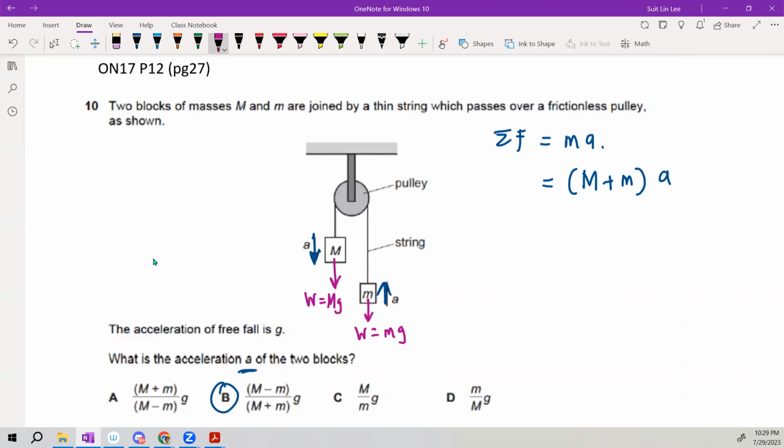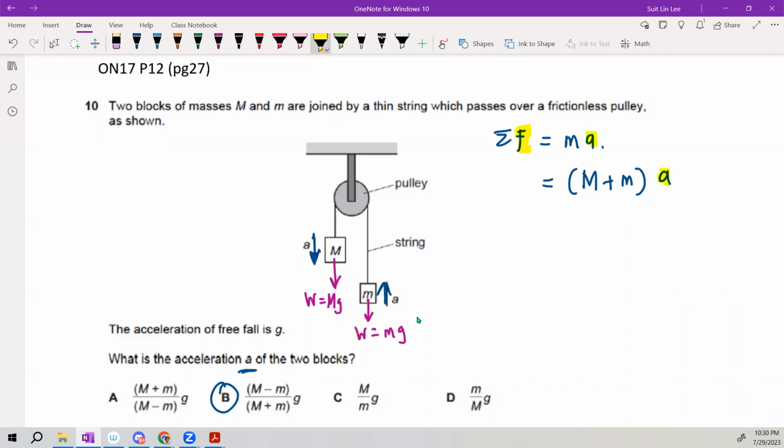Now, on first sight, you may think, actually B also doesn't look very correct. They are both pointing in the same direction. Shouldn't I add the forces, this Mg and this mg together? Well, the answer is no, shouldn't add them together. What you should consider is that you must take F in the direction of a. So F and a must be in the same direction.